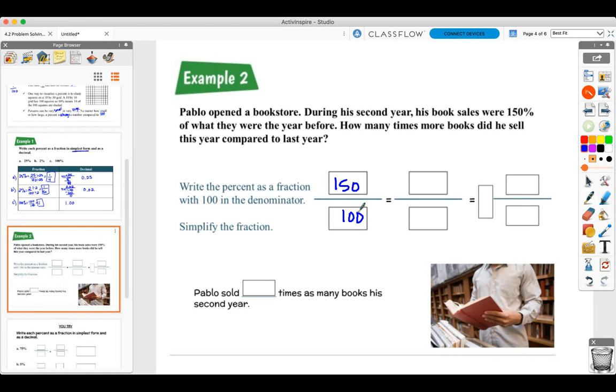Now let's simplify it. What's the largest number that goes into 150 and 100? I know that is dividing by 50. 50 is the largest number that goes into both. So divide this by 50. 50 times 3 is 150. 50 times 2 is 100. And now you want to write it as a mixed fraction. So 3 over 2 is going to be 1 and 1/2. Pablo sold 1 1/2 times as many books his second year.